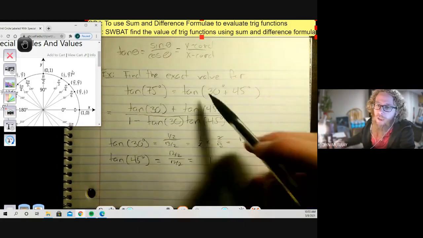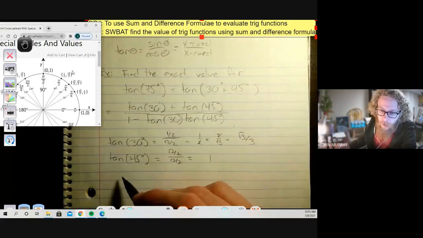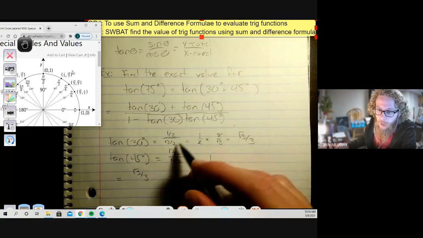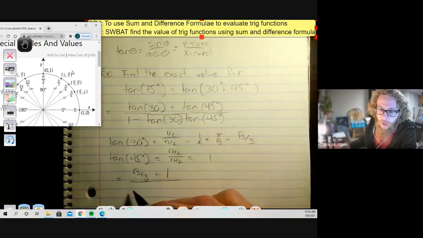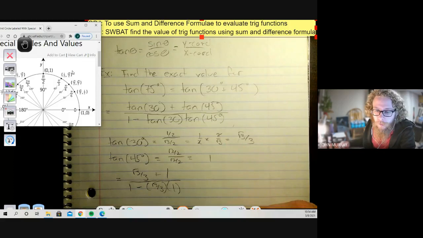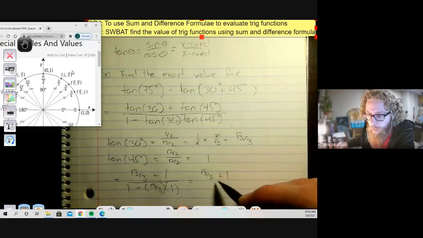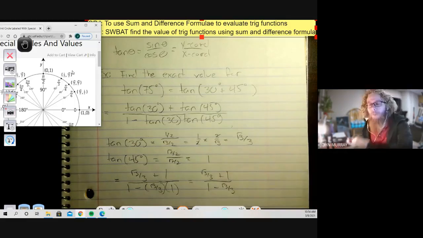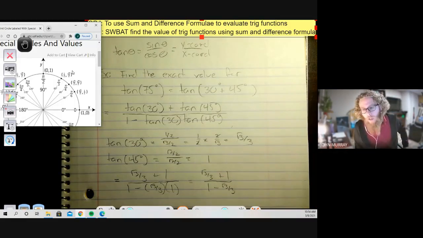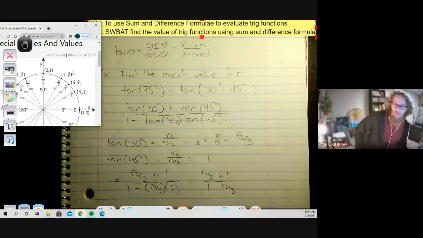So now I'm going to plug all this in to here. So the tangent of 30, √3 over 3 plus 1 over 1 minus √3 over 3 times 1. All right, so we get some interesting things here. We have a slight issue. It is an exact form, but it's not nice for a few reasons. I have a radical down here in the denominator, and I have fractions with fractions. We usually don't like that. So let me try to simplify this as much as possible.